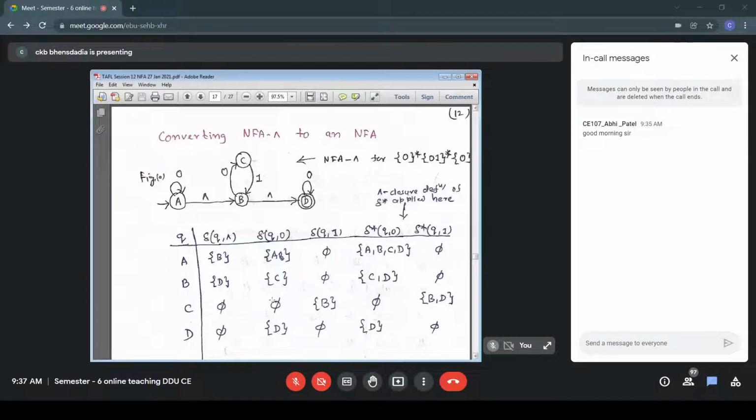Similarly, B on null is D, B on 0 is C, B on 1 is not defined, that is phi. C on null is phi, C on 0 is also phi, C on 1 is B, and D on null is phi, D on 0 is D, D on 1 is phi. For row A, delta Q 0 is only A. I think it seems like B, but it is not B. It's only A. A on 0 is only A.